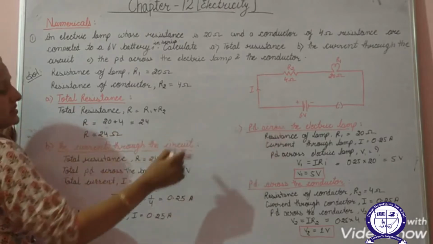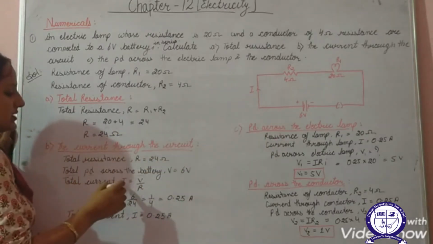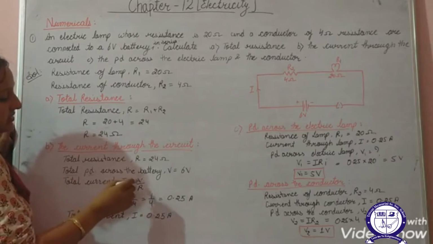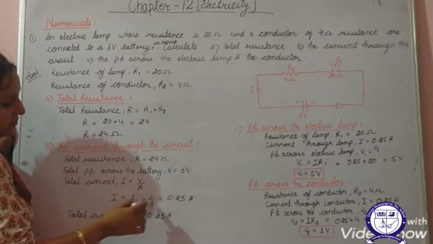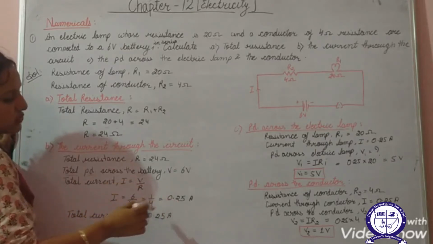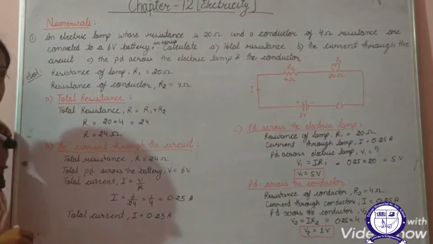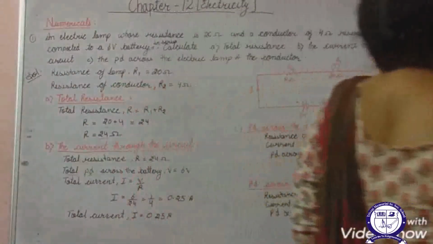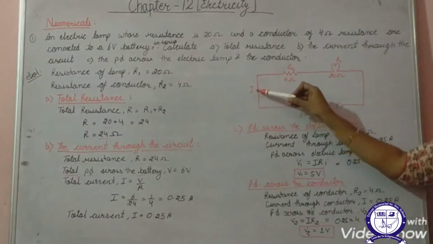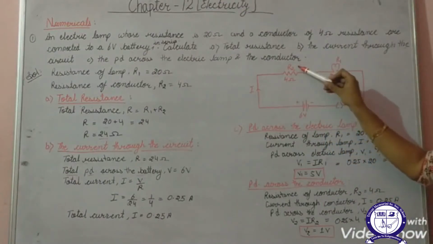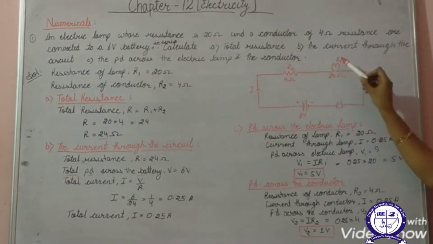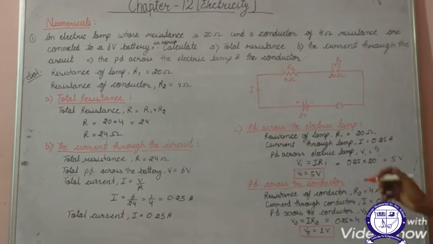Potential difference across the battery is given as 6 volts. So total current is given by Ohm's law, that is I equals V by R. On substituting the values and solving, you will get your answer to be 0.25 ampere. If the total current flowing is 0.25 ampere, the same current will flow through the conductor and also through the lamp.